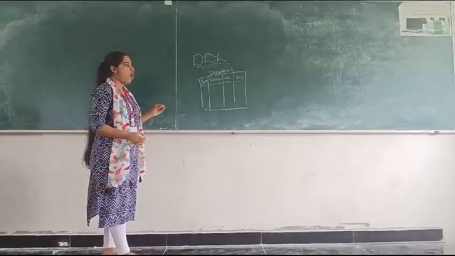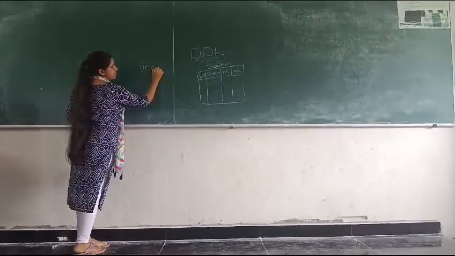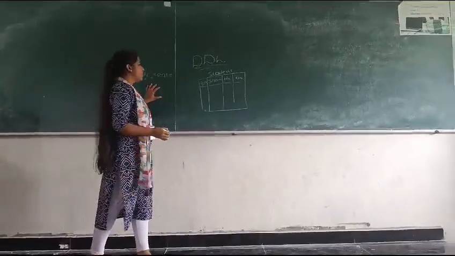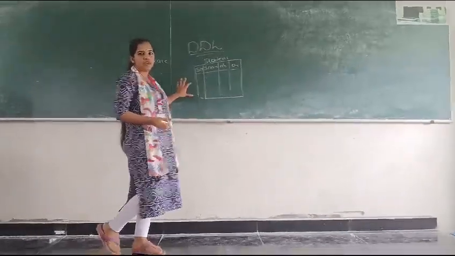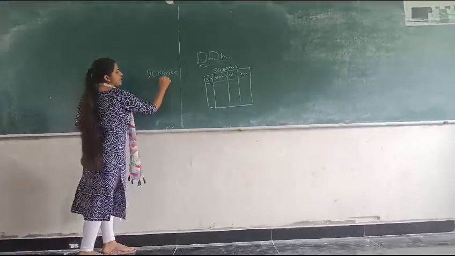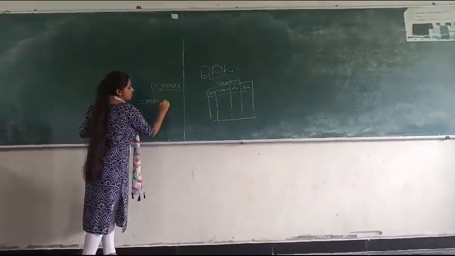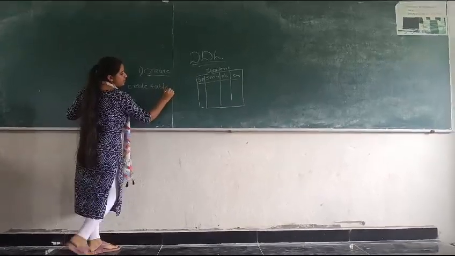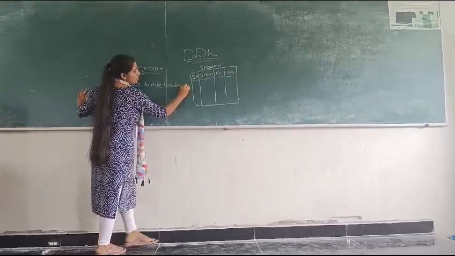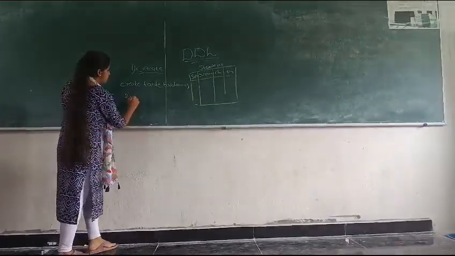So there are some common DDL commands. First one is create. Create is used to create a new database object. So the create command is: create table name, and semicolon.